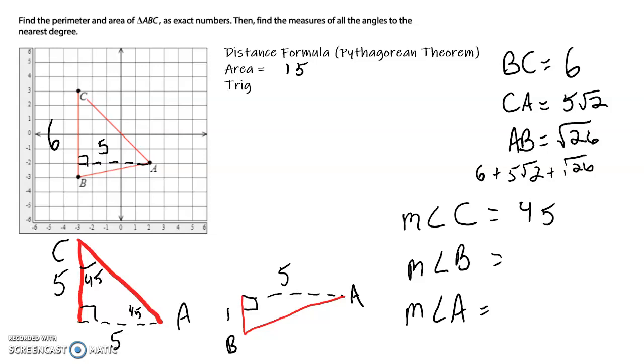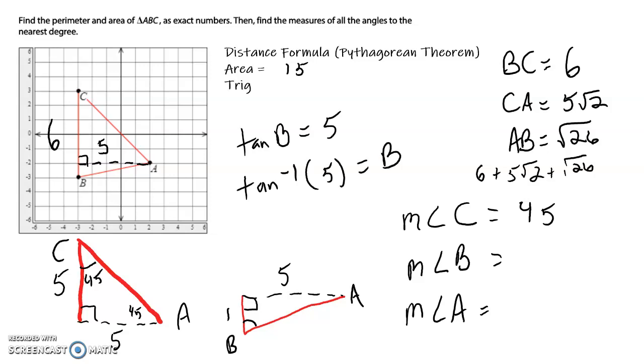And now I'm going to find the measure of angle B. And here I'm going to use tangent. So I know that the tangent of B is equal to opposite over adjacent. So it's 5 over 1, which is 5. To find the angle measure, I need to use the inverse tangent of 5 to get the measure of angle B.